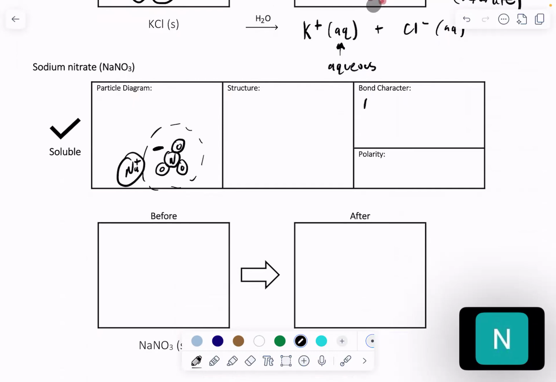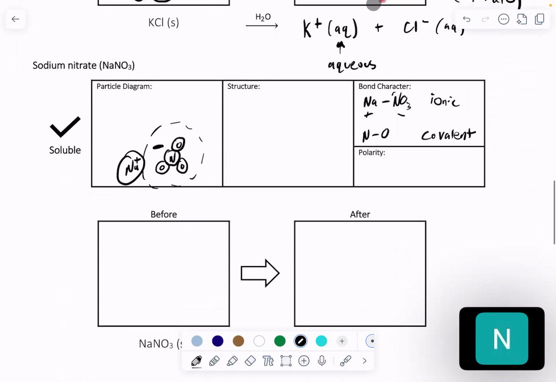So there's a few bonds that are occurring here. There's a bond between sodium and nitrate. That bond is ionic, right? Our sodium has a positive charge, the nitrate has a negative. But then there's also bonds between nitrogen and oxygen, and those are covalent. In this case, we don't really care about polar or nonpolar because this whole thing, again, has a negative charge. So we don't really care if there's any partial positives or partial negatives in it. It just has a negative. So let's see how that would be different.